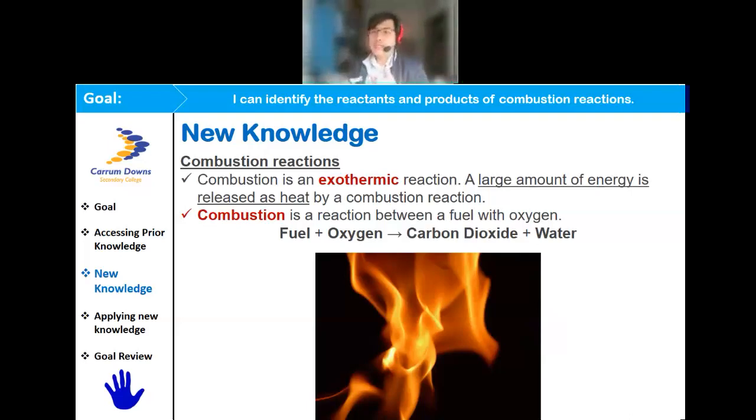Now exothermic means that it gives off heat. It gives heat to the outside, okay? So as it says there, an exothermic reaction is when you have a large amount of energy being released as heat. Okay, so that's what an exothermic reaction is. Now we've learned that a combustion reaction is when you have a fuel reacting with oxygen, and so you're going to get carbon dioxide and water. Okay, so these are the notes I would like you to write down for me later. I'm just going to go through the notes very quickly here for everyone.